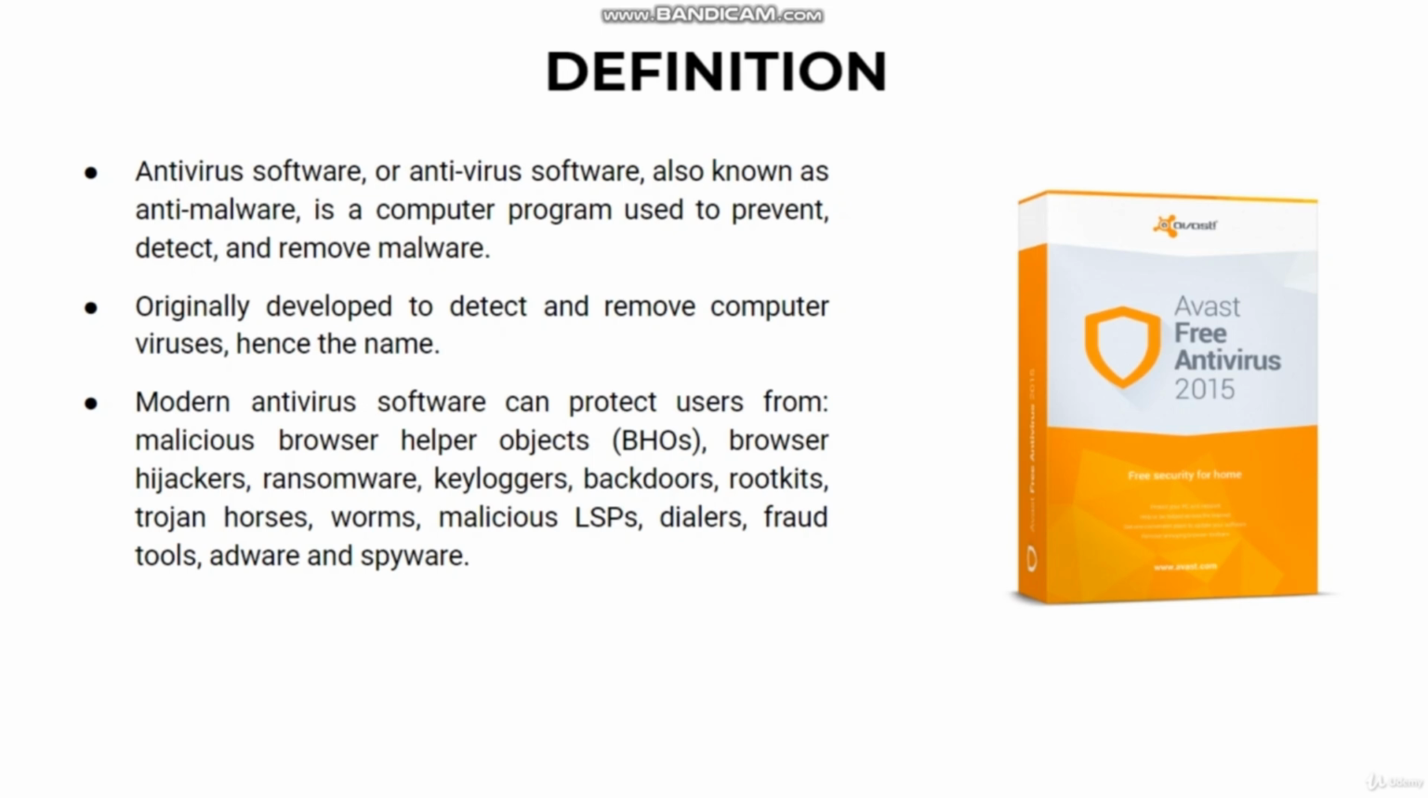Let us begin with another new wonderful section of antivirus. So what is antivirus, definition, its history, and everything we are going to discuss. So basically antivirus software, also known as anti-malware, is a computer program which is used to prevent, detect and remove malware. It was originally developed to detect and remove computer viruses, hence it was named antivirus. But modern antivirus software can protect users from various sources like phishing attacks, spam emails, trojans, keyloggers, backdoors, etc.